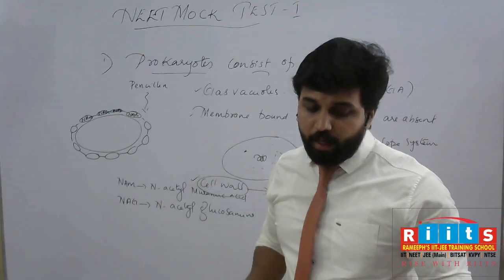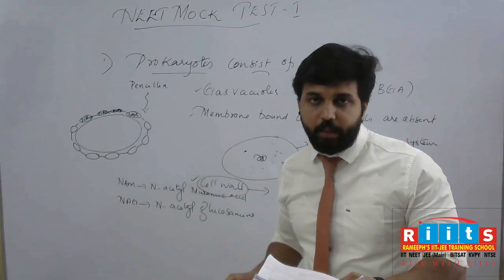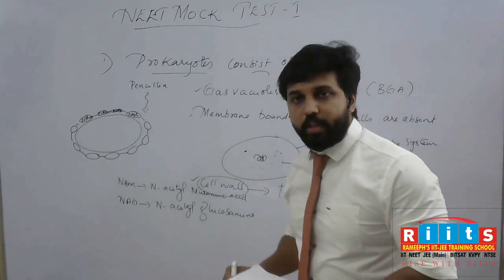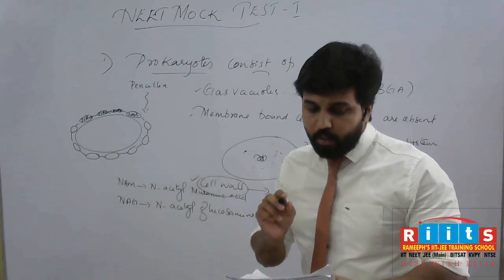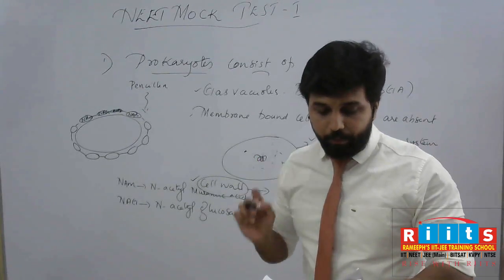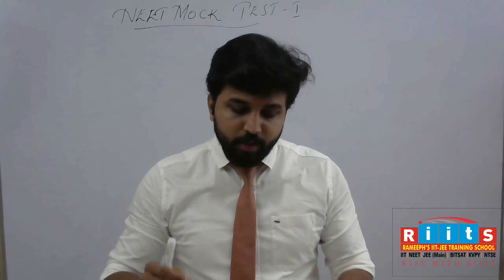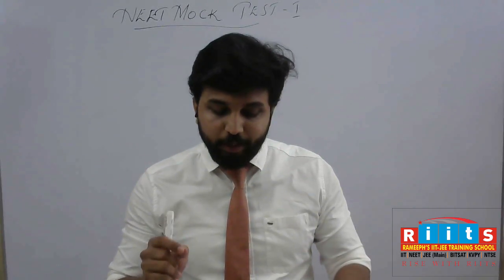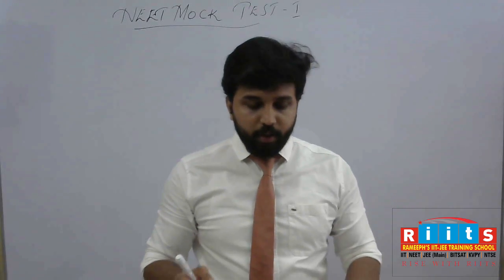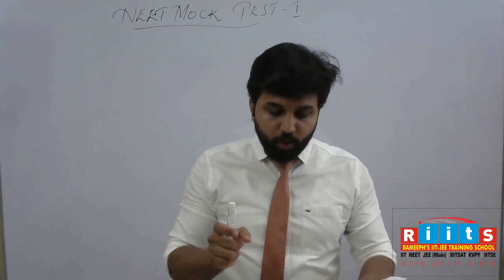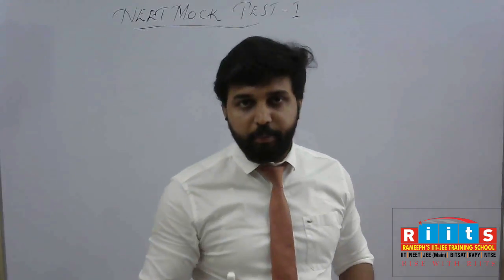And the last one, lack of any cell organelles. Exactly, there are no cell organelles. Membrane bound cell organelles are absent. So our correct option is option 4, 3. So we move on to the second question. Here the second question: select the correct combination of statements regarding the characteristic features of middle lamellae.